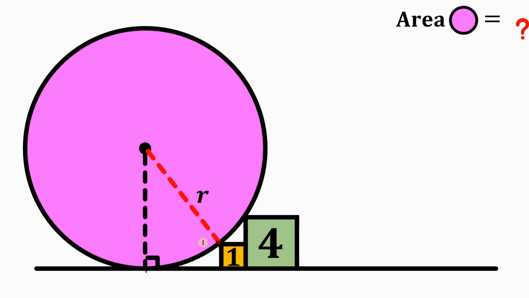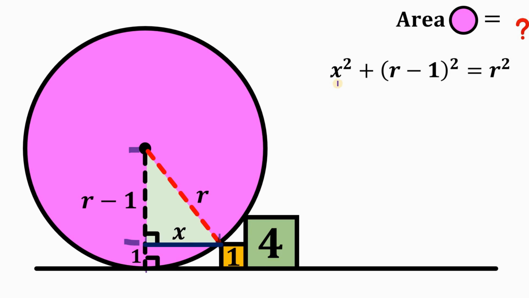Now, from this point, let's drop a perpendicular segment like this, and take note, this measures equal to 1 unit. And since the whole thing is our radius, this length is just R minus 1. And now let's call the length of this segment x. Now we created a right triangle having sides R, R minus 1, and x. So we can use the Pythagorean theorem. Using the Pythagorean theorem, we have an equation: x squared plus (R minus 1) squared equals R squared.